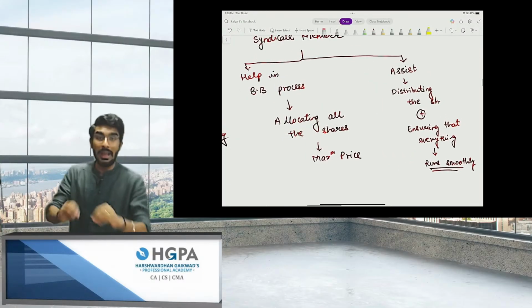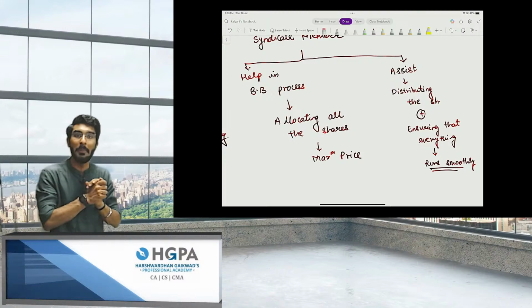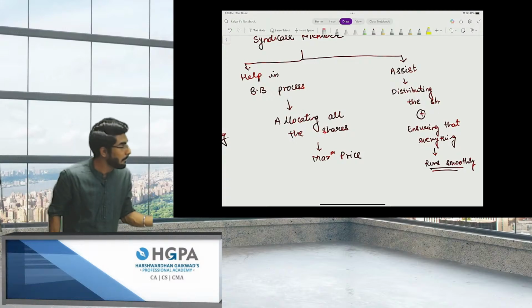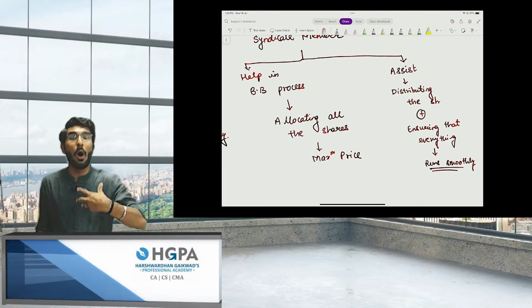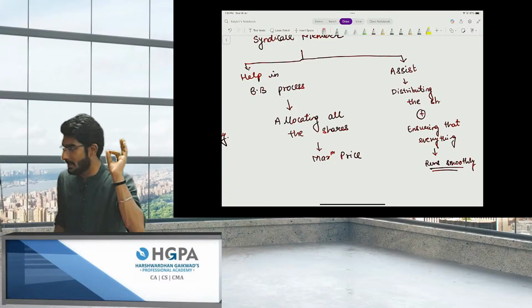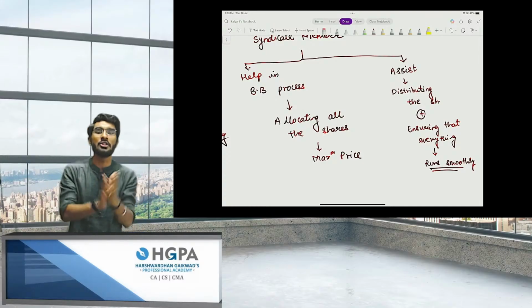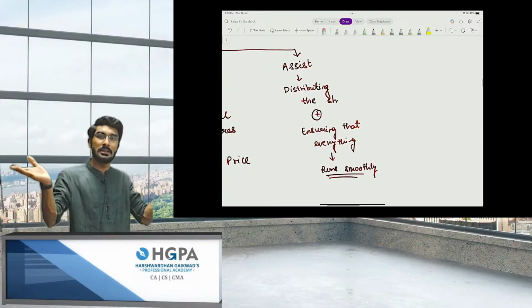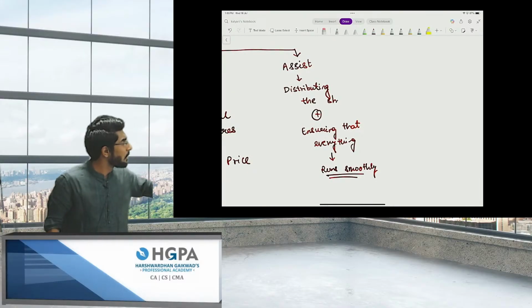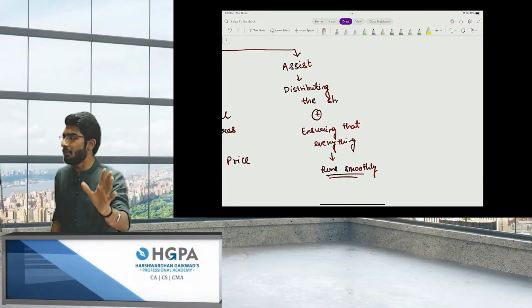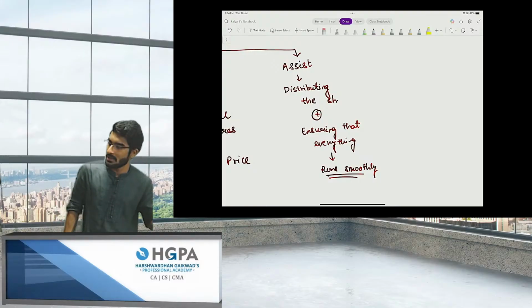Now, who takes care of the entire book building mechanism? The book building mechanism is taken care of by the syndicate member. Their job is to allocate all the shares at maximum price. Plus, they also assist in distributing the shares, and ensure that everything runs smoothly.